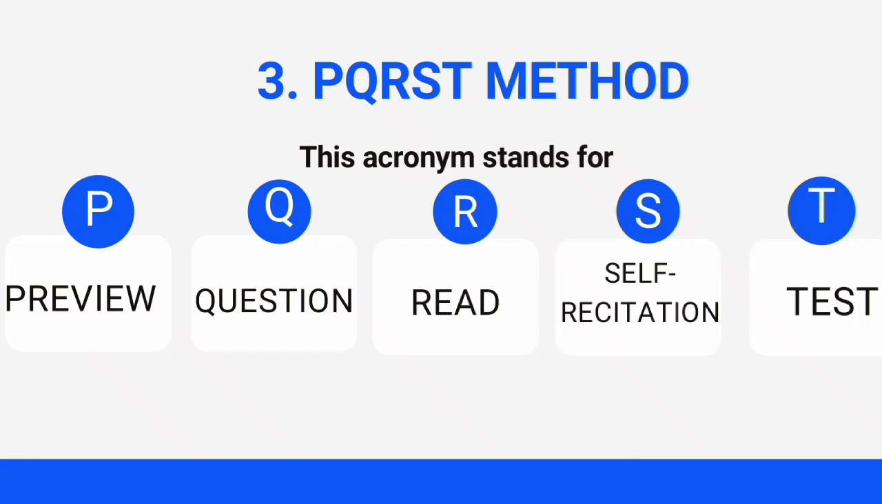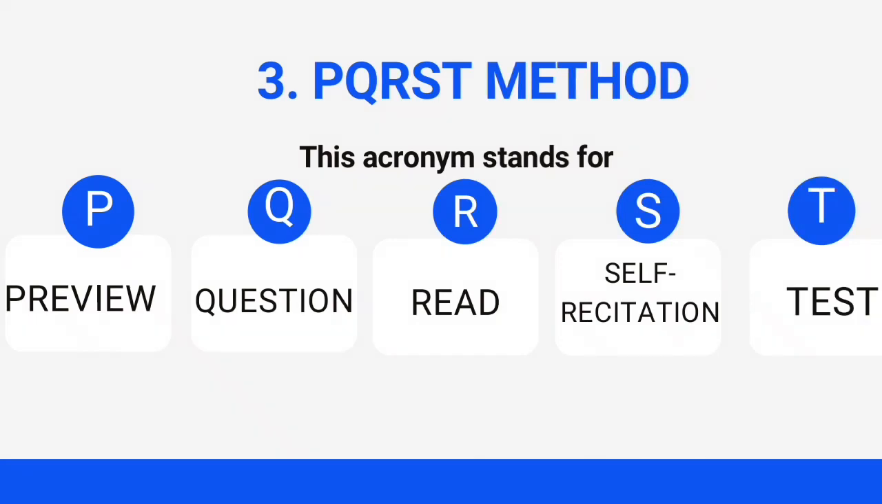The third and the most important technique that can be used is the PQRST method. This acronym stands for P for preview, Q for question, R for read, S for self-recitation, T for test. Now in this method, what you need to do is first preview. Just have a look at the material that you want to learn. After that, frame as many questions out of the material as you can. Third is just read it thoroughly, read it in detail.